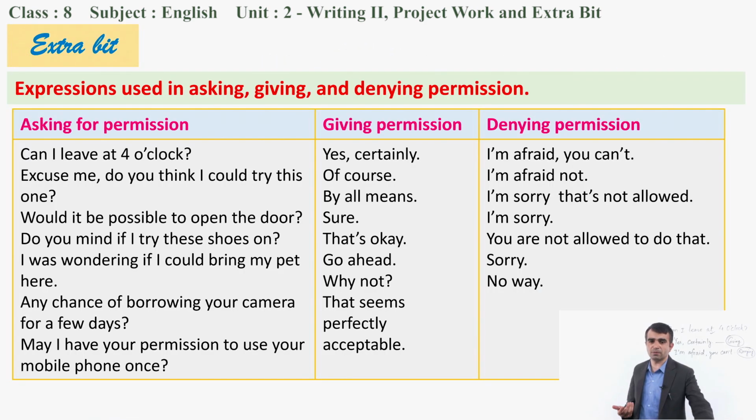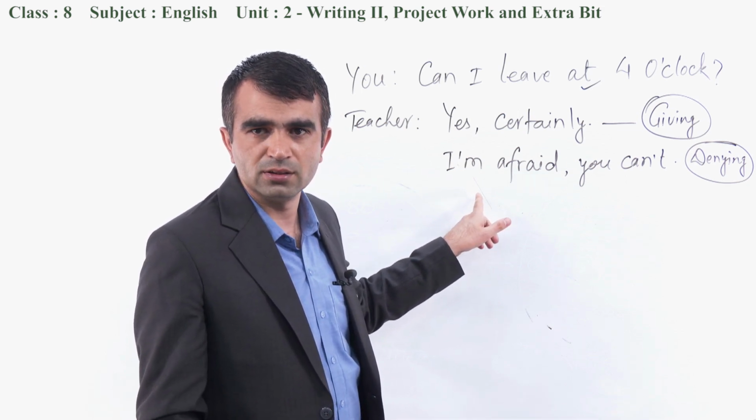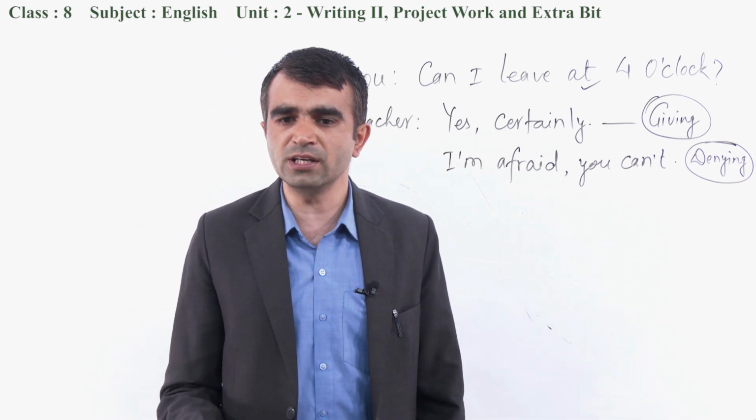Now, other ways of giving permission? Yes, of course. By all means. Sure, that's okay. Go ahead. Why not? That seems perfectly acceptable. Okay, these are some ways of giving permission. And denying permission? I'm afraid you can't. I'm afraid not. I'm sorry, that's not allowed. Or you are not allowed to do that. Sorry. No way. So these are some ways of denying permission. When you ask, your teacher may also say, no way. I'm sorry. Sorry.